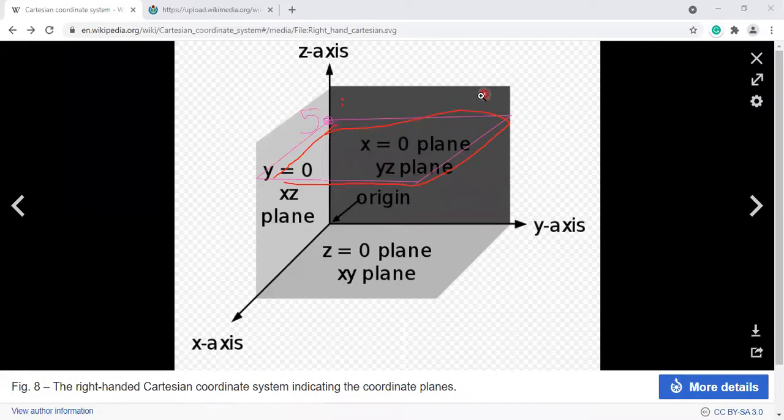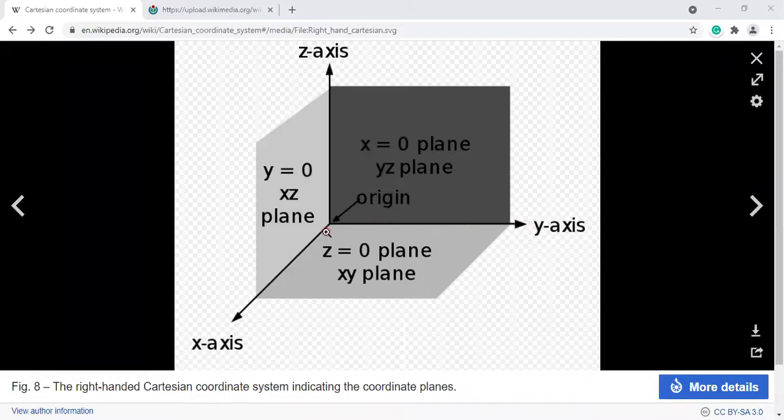So for example, let us look at the Z equal to 0 plane and the X equal to 0 plane. See, these planes try to intersect. These two planes, this plane and this plane, they intersect at the y-axis.